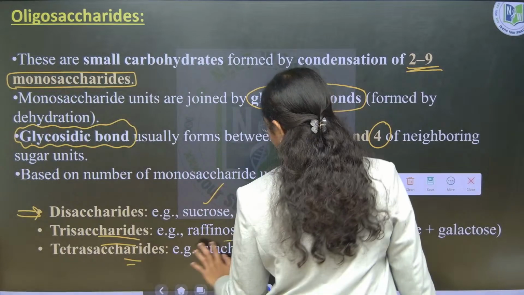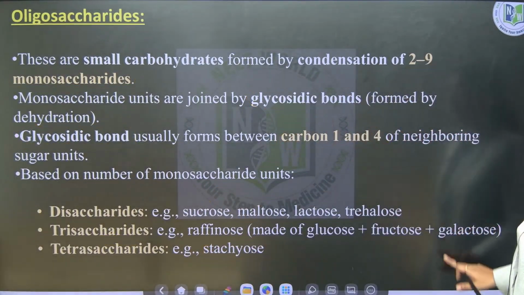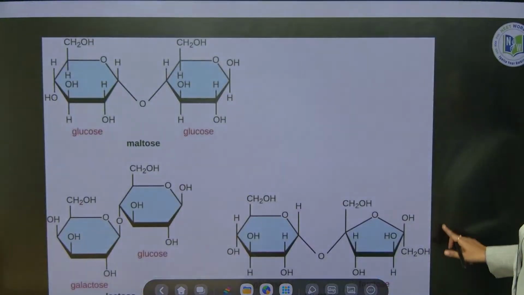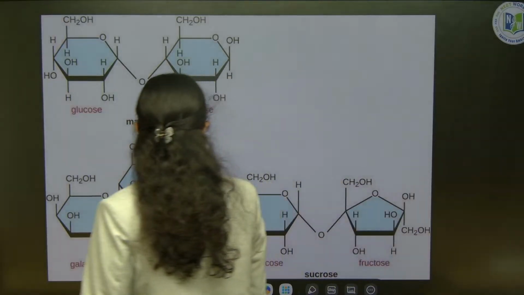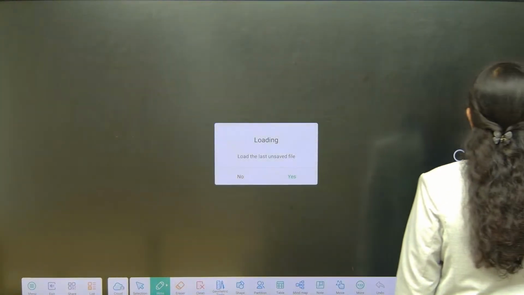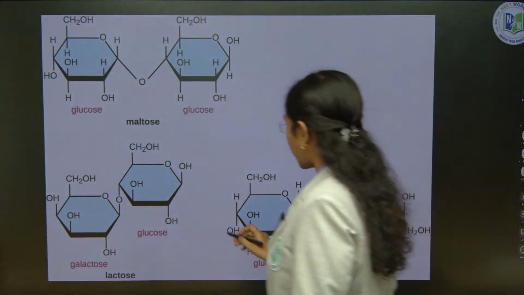Tetrasaccharides include what? Stachyose. Remember that. These are oligosaccharides. Followed by, here you can see the disaccharide units.